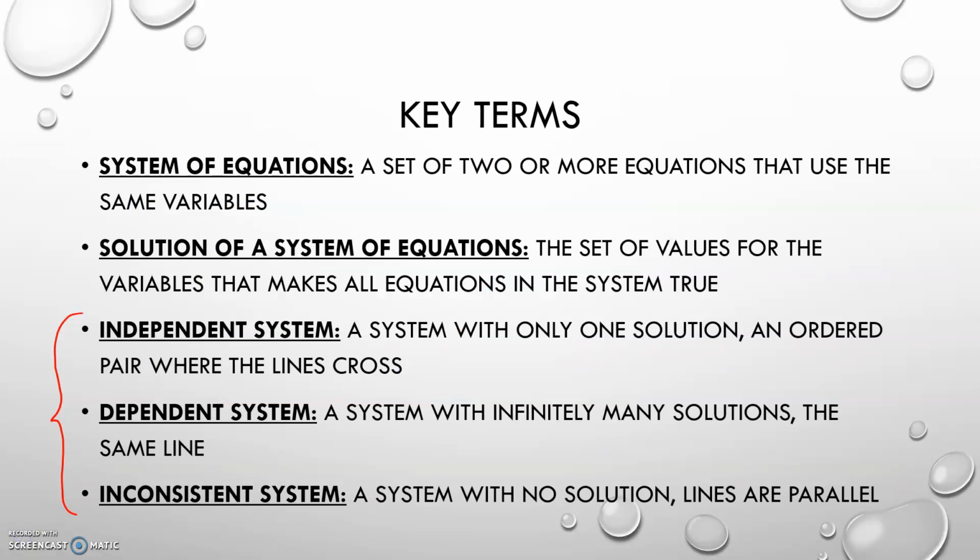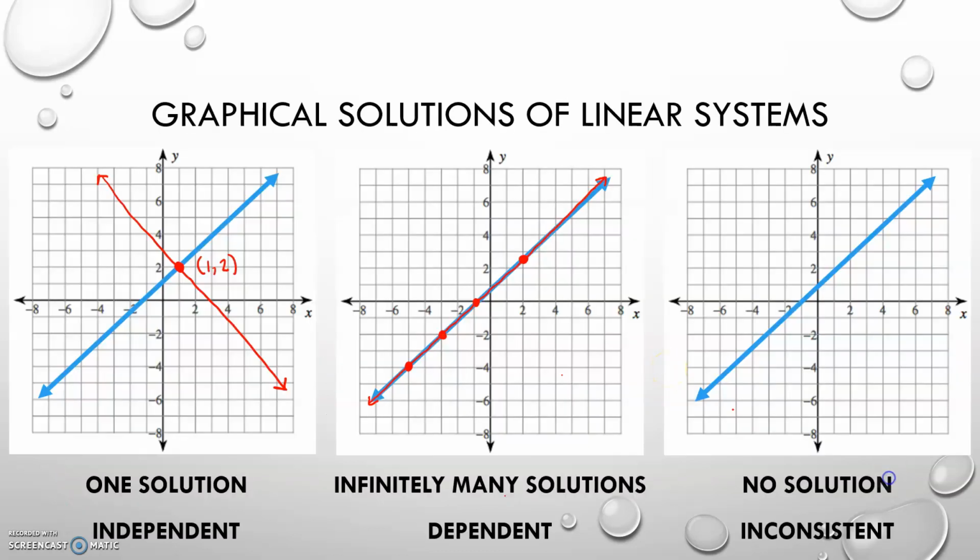The last is an inconsistent system, and this is a system with no solution. In other words, the lines are parallel. They're never going to cross, which, if we're thinking about a solution as where the lines cross, then it makes sense that this would be no solution, because parallel lines never cross, so they never are going to have an ordered pair in common. So these are the three different types of linear systems.